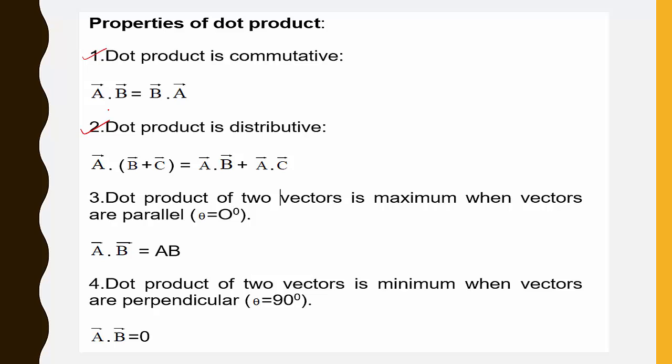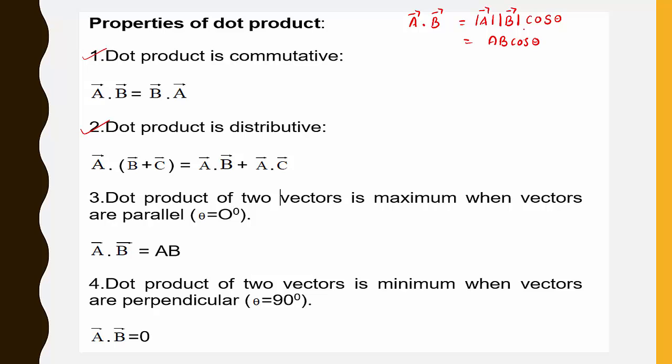And the equation is given by, here I am going to write vector A dot vector B. This is the scalar product, and this is equal to mod of vector A into mod of vector B into cos theta, or simply we can write AB cos theta. This is a scalar product. How to define a scalar product? The scalar product is the product of the magnitudes of two vectors and the cosine of the angle between them.